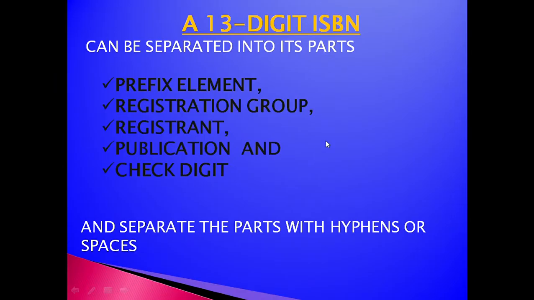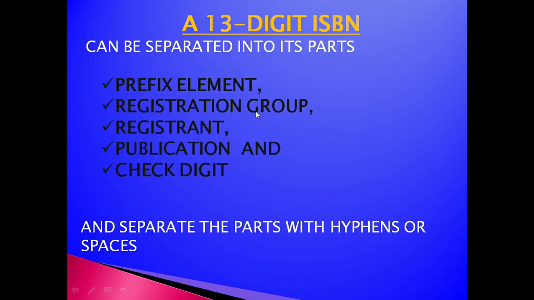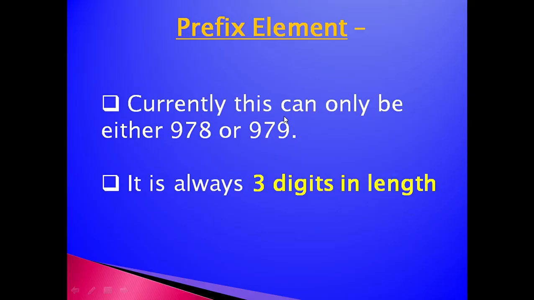In 13 digits, it is the same thing, but you have a prefix element. In the 10 digit, you don't have a prefix element. But in 13 digit, you have a prefix element, registration group, registrant, publication, and check digit. These five elements are also separated by hyphens and spaces. Everything is the same, but they have included one thing called the prefix element. Ma'am, what do you mean by prefix element? It is 3 digits in length. It starts with either 978 or 979.